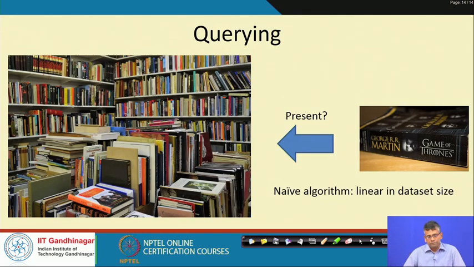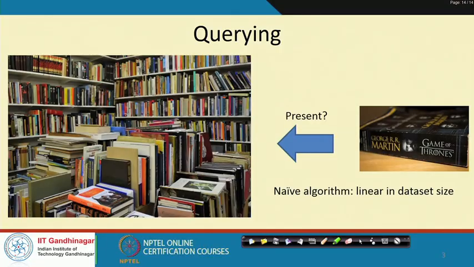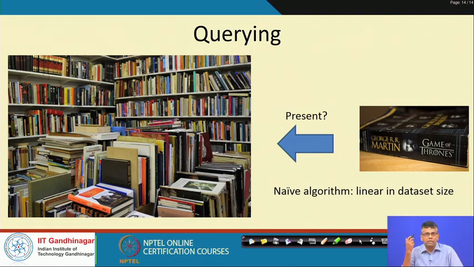So, here is the basic problem. Suppose you have a library that has a huge number of books, and you have organized it in whatever manner you can. Now, somebody comes to you and gives you one particular book, and you have to ask the question of whether this book is present in your library or not. So, what is a naive algorithm for this? The most naive algorithm would be a linear search through your entire data set. We can always do that, but can we do better than this?